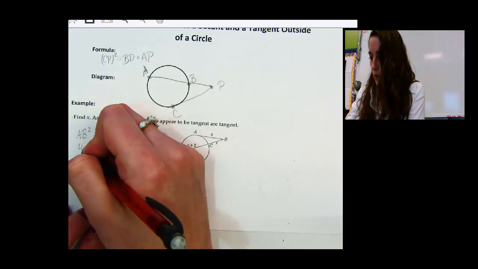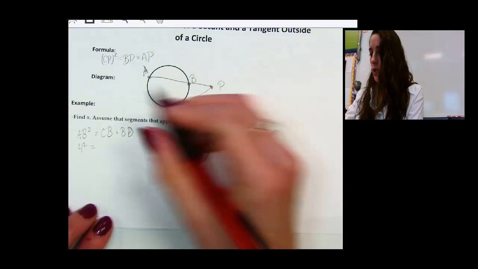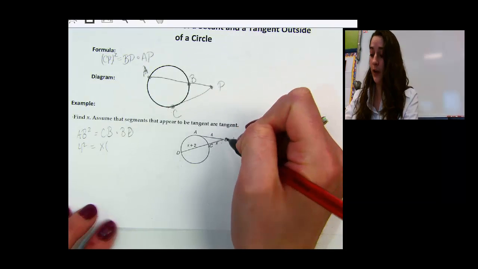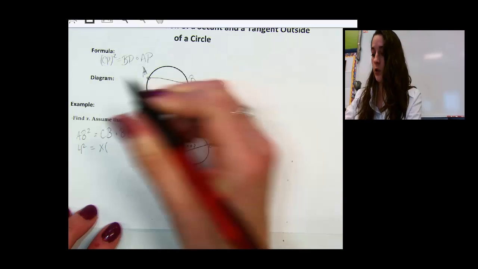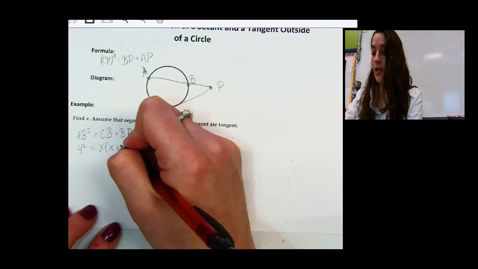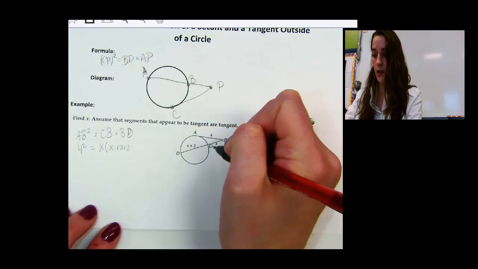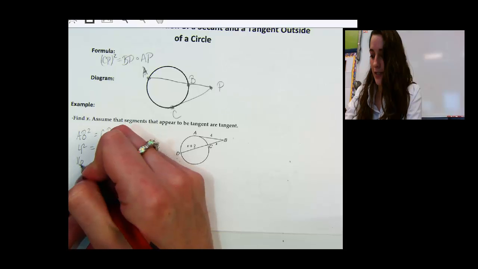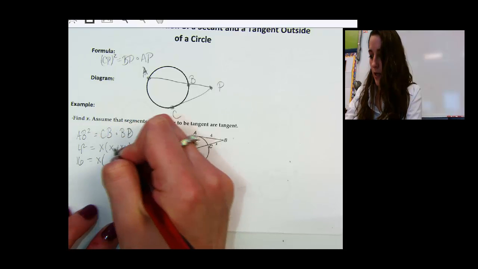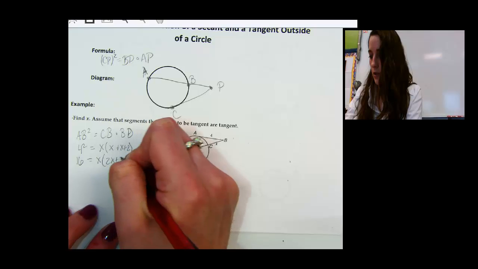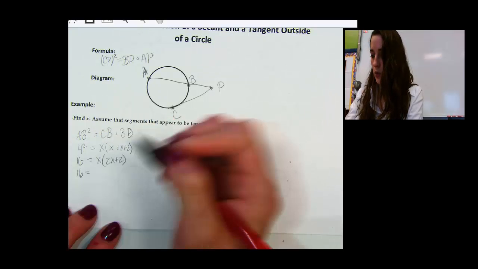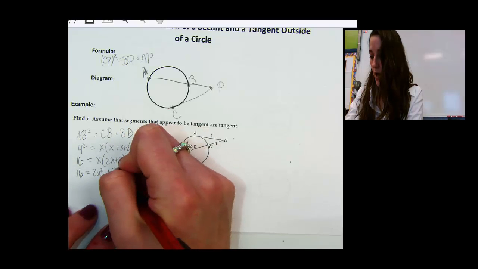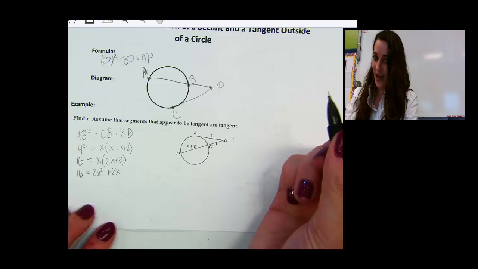So that's going to be 4 squared is equal to CB, which is x, times, and we really want to be careful here because it's going to be times this whole thing. So it's going to be times x plus 2, because the length of BC is x and CD is x plus 2. We're going to get 16 is equal to x times 2x plus 2, or 16 is equal to 2x squared plus 2x. Looks like we're going to have to factor again here.